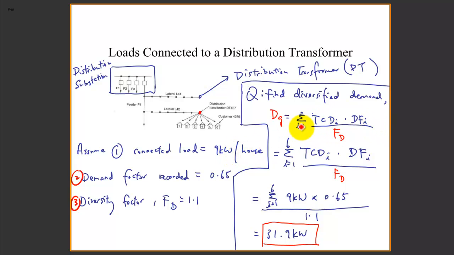So it's a sum of all of them from 1 to 6, but in this case you're going to substitute 9 kilowatt here multiplied by the demand factor, which is 0.65, divided by 1.1 diversity factor. When you get this nominal value, make sure you do it 6 times, because this is from 1 to 6 with the same value, and if you calculate it correctly, it should lead to 31.9 kilowatt.